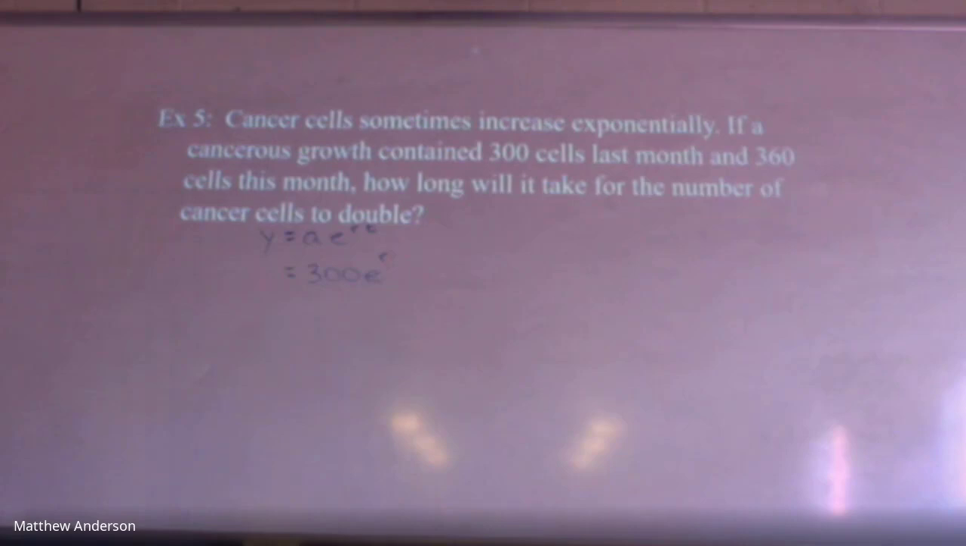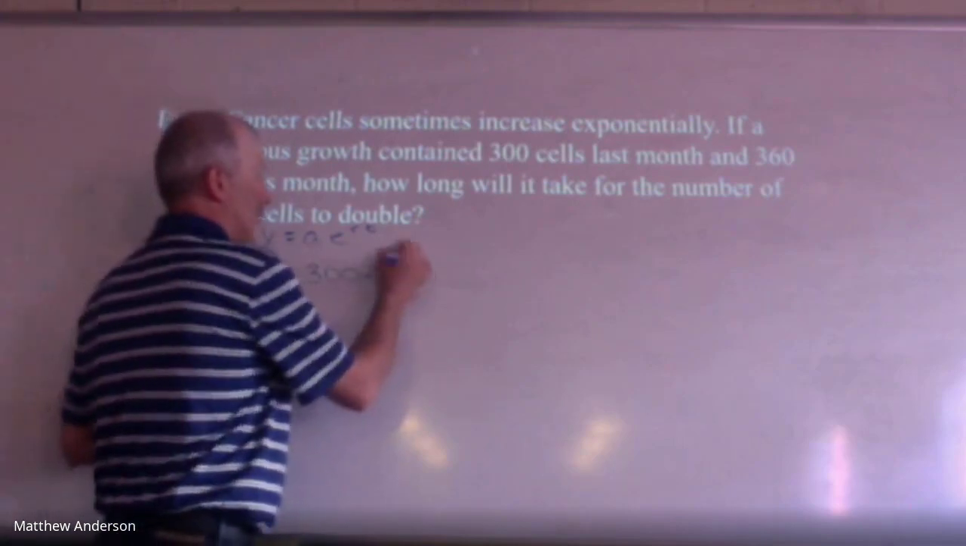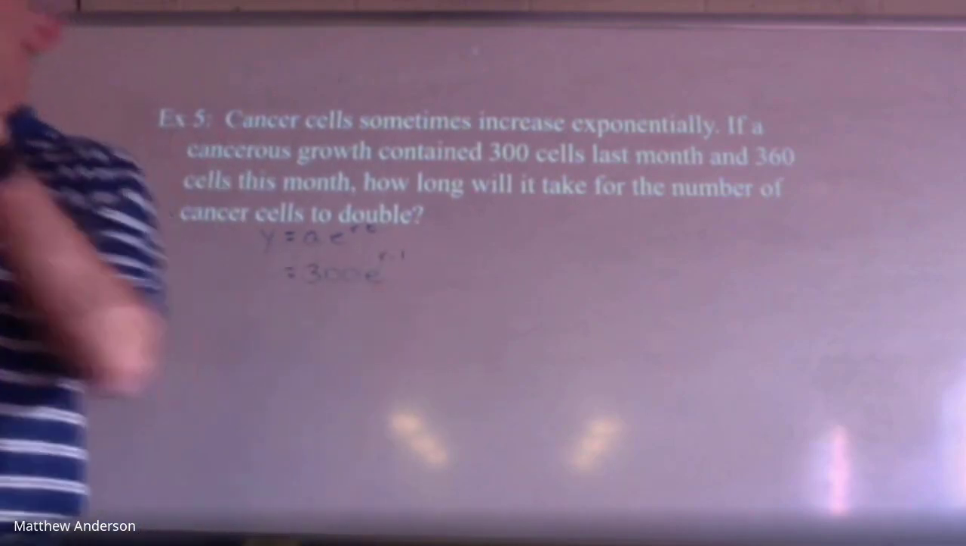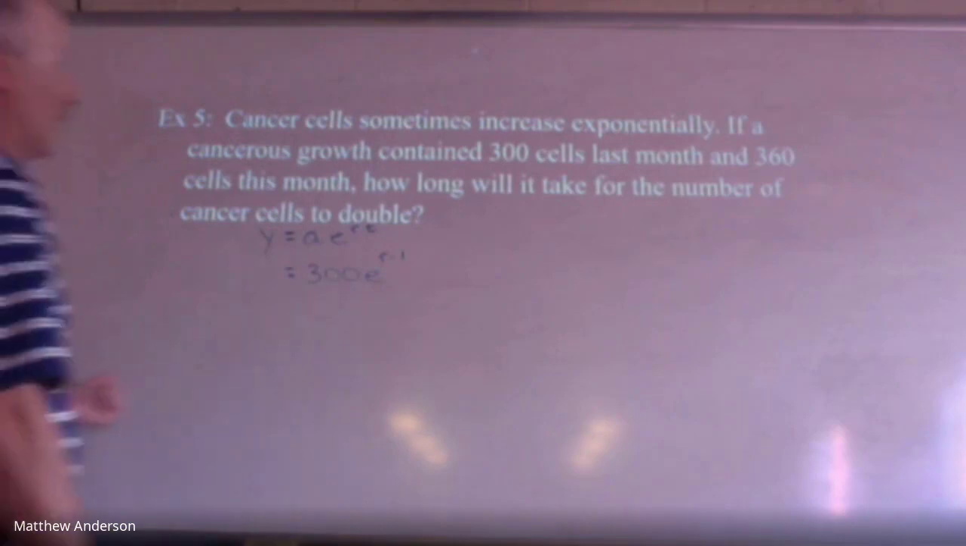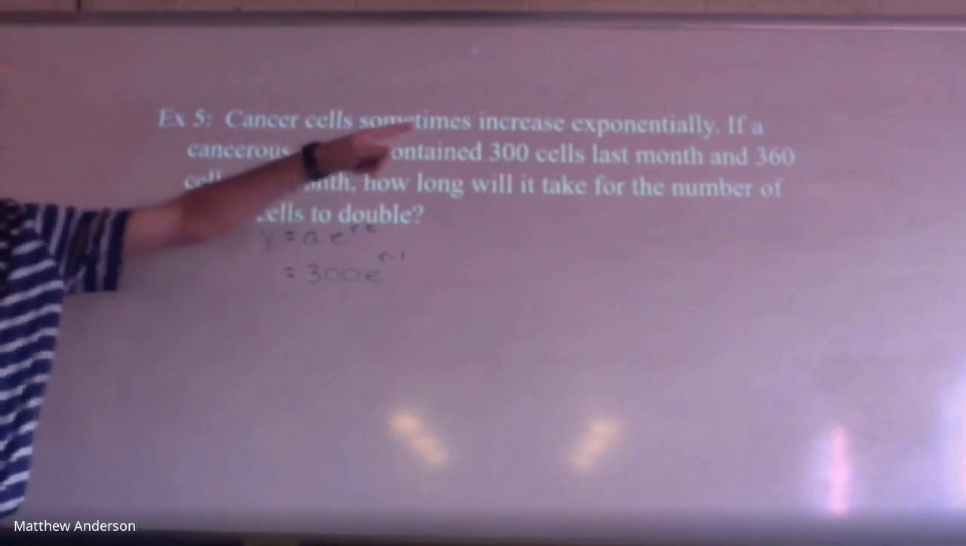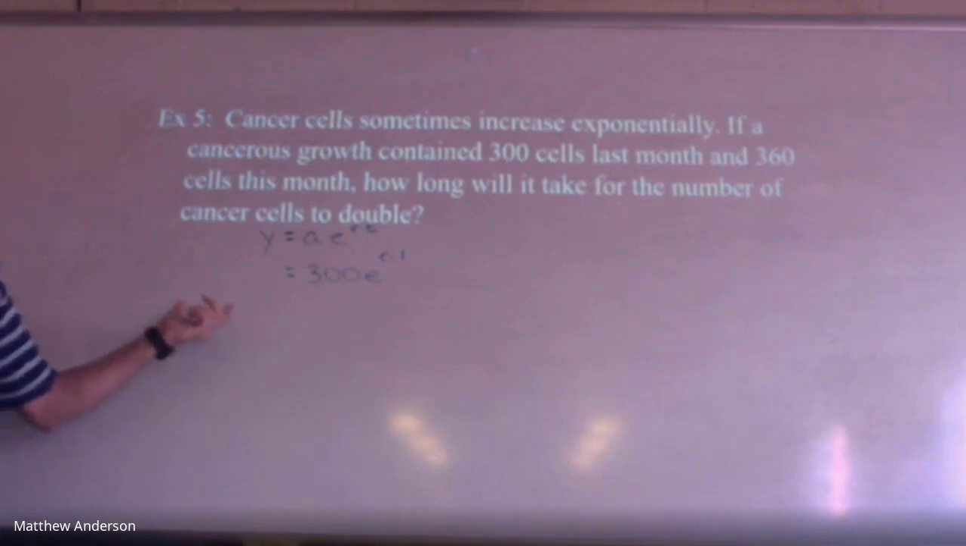Did they give us a time? One month, because they said last month and this month, right? So that's your 1 month of change. That's kind of nice because it's just a 1. So we have to remember our unit of time is months. And then the last thing is that 360, that's going to have to be our new amount, right? Over here on this side, that's the new amount. That's 360.